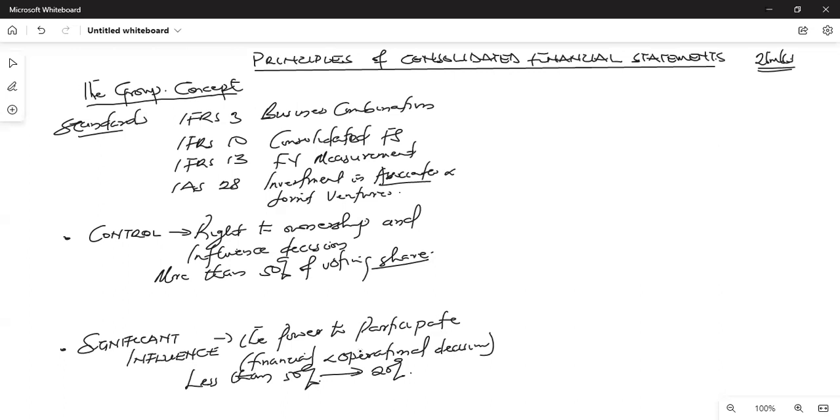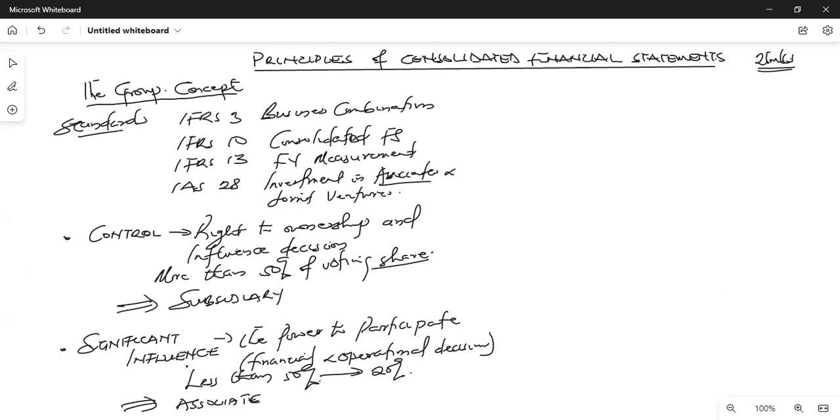Now, in terms of having more than 50% in someone's entity, because you have more than 50%, that entity in which you have more than 50% becomes what we call a subsidiary. And significant influence, that is what we call an associate. So that is how these principles work.